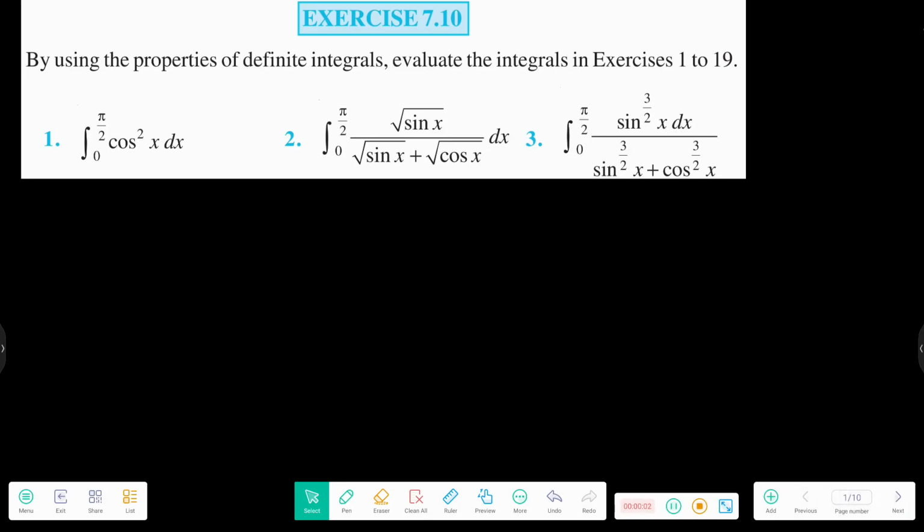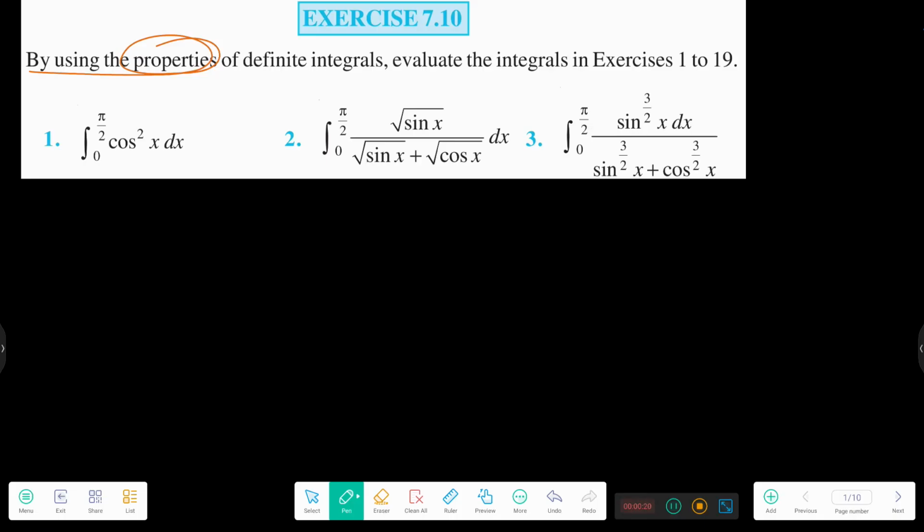Children, listen, we are going to start exercise 7.10. Let's see what they have given. By using properties, actually we have 7 properties. All the 7 properties, when we go through the sums one by one, I will give. At that time you can note them better.